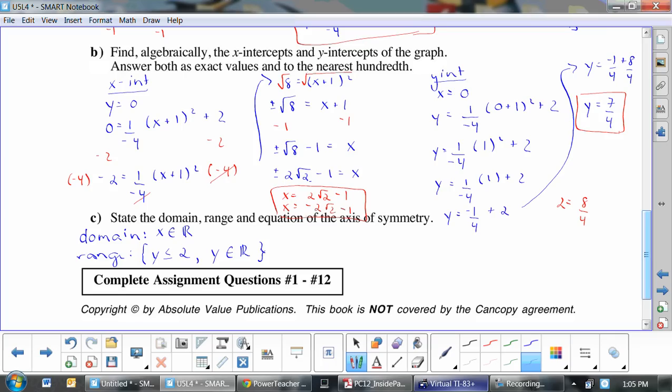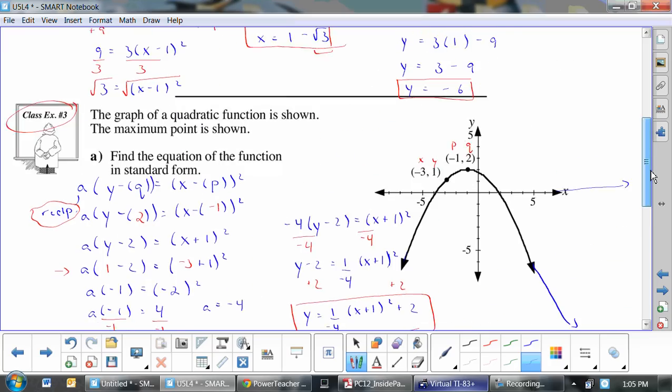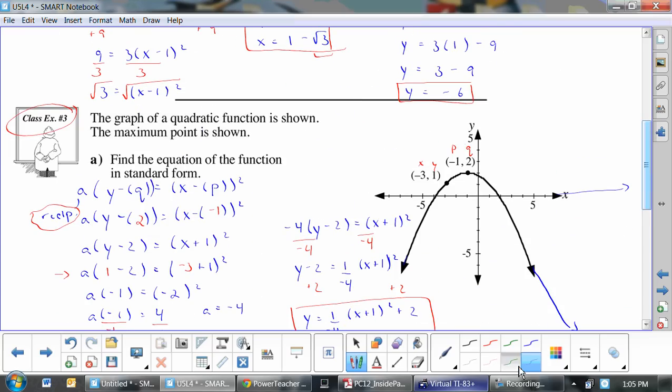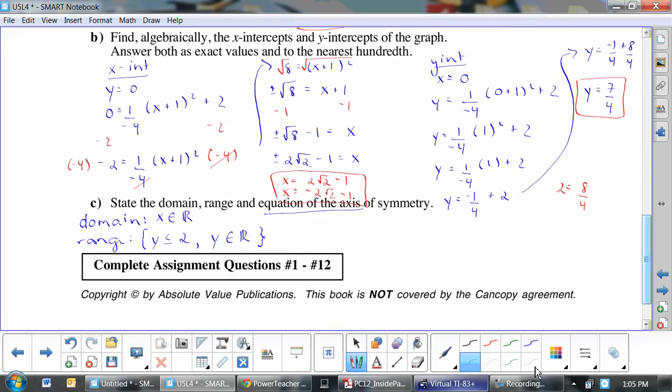Okay. And the last thing they ask for is the equation of the axis of symmetry. So you'll remember that's where you can split the graph in half. And so the equation of our axis of symmetry is always equal to the x of our vertex. So we say that the equation of the axis of symmetry is x is equal to negative 1.